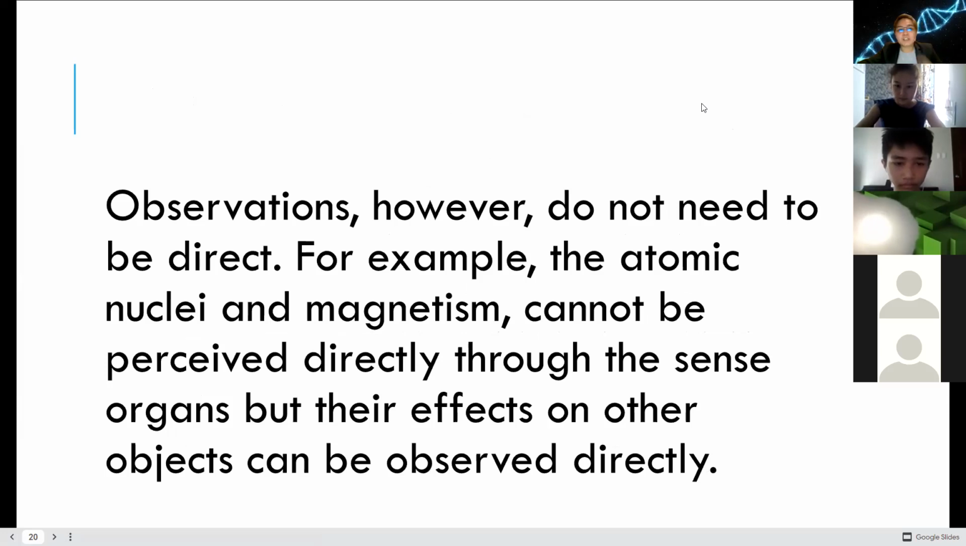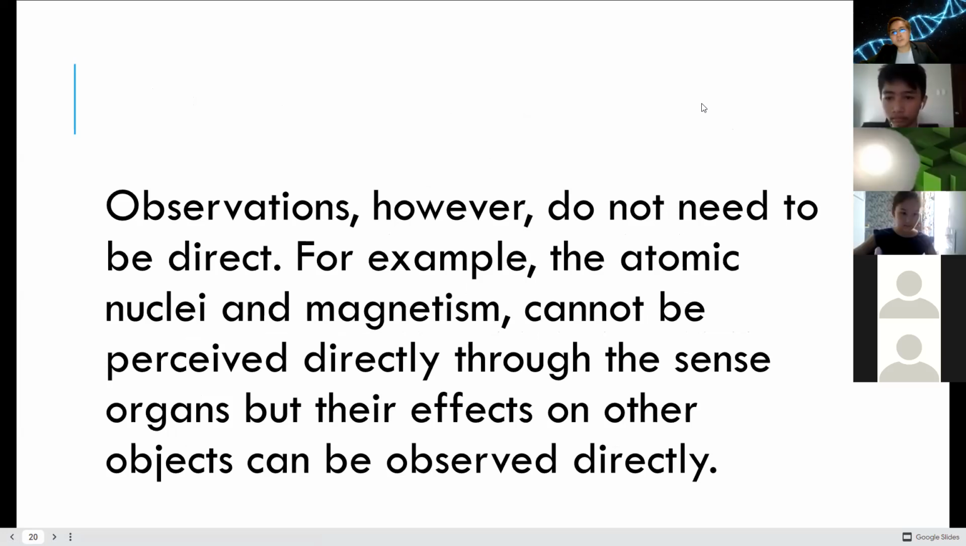Observations, however, do not need to be direct. For example, atomic nuclei and magnetism cannot be perceived directly through the sense organs, but their effects on other objects can be observed directly. Sometimes we cannot observe something directly; that's indirect. We can observe their effect on other things, but you're still using your senses.